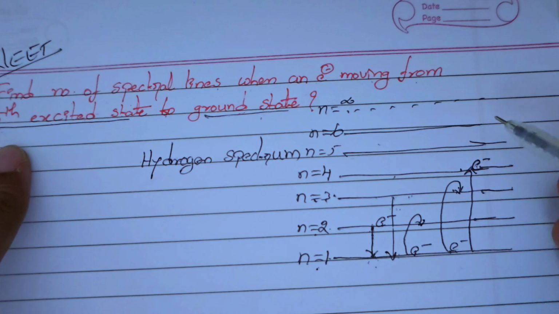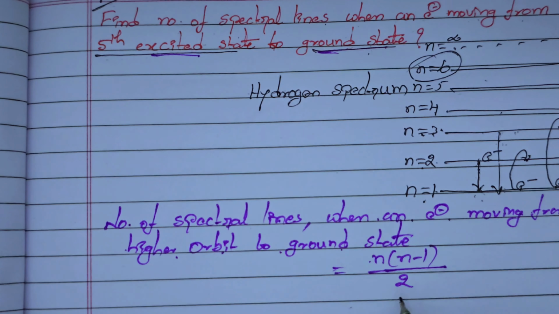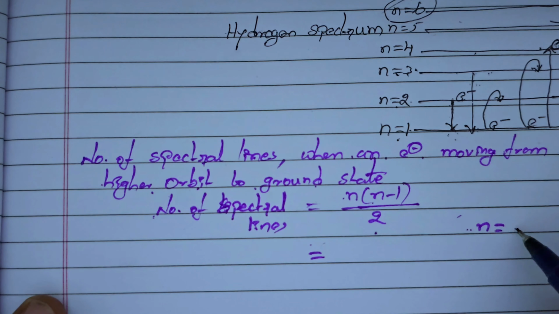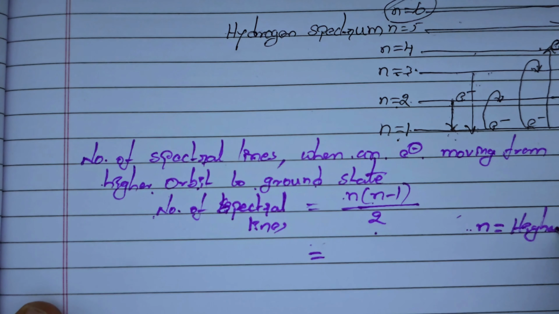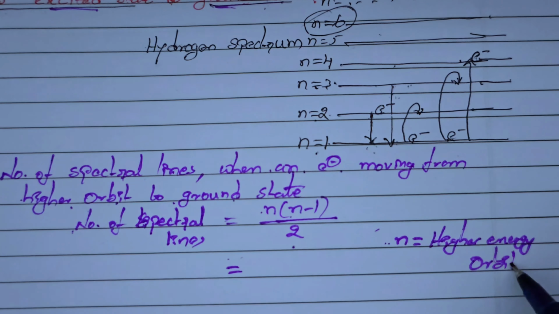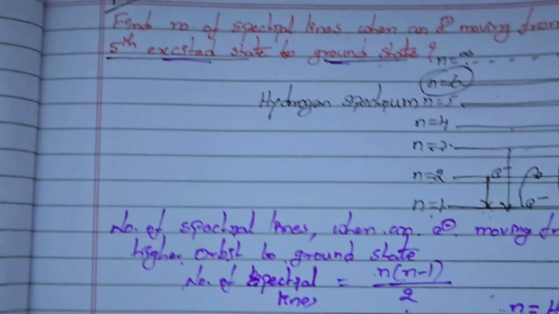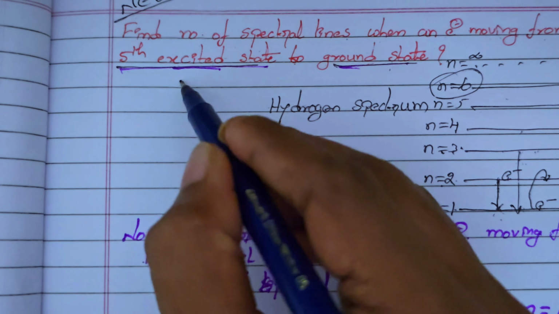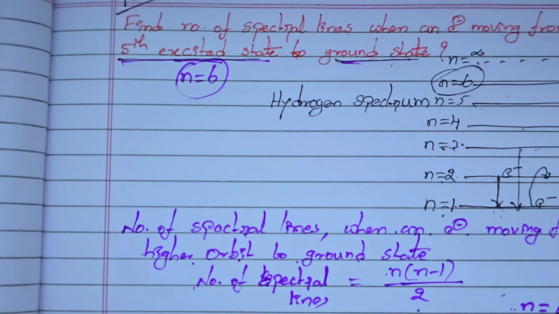The number of spectral lines when an electron is moving from a higher orbit to the ground state, this is the formula. In this formula, what is the meaning of n? n indicates the higher energy orbit. So what is the higher energy orbit? Fifth excited state means the n value is what here? 6. The n value is 6.